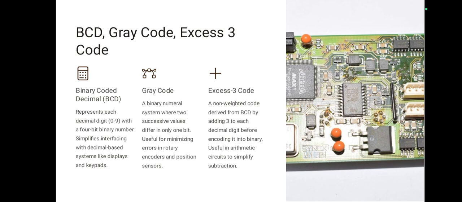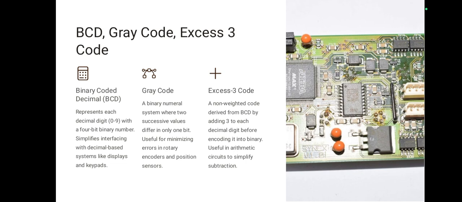Next we come to BCD, Gray code, XS3 code. BCD stands for binary coded decimal. It represents each decimal digit 0 to 9 with a 4-bit representation. It simplifies interfacing with decimal-based number systems like displays and keypads. For example, the 8421 number system is actually a weighted number system. That is, the weights are given to specific positions of numbers to determine the value of the exact number.